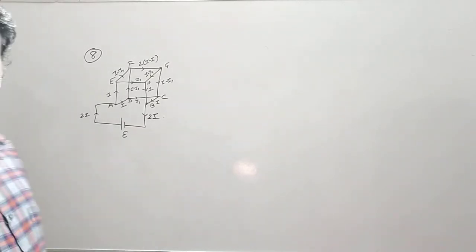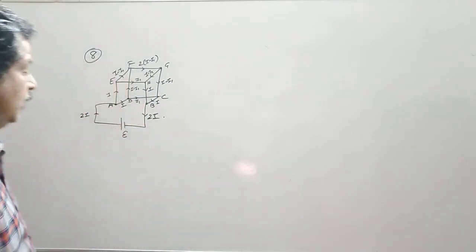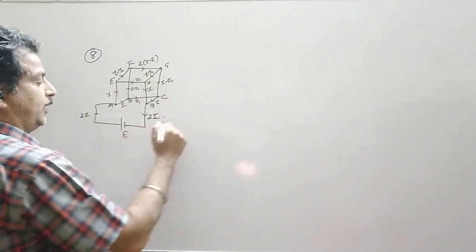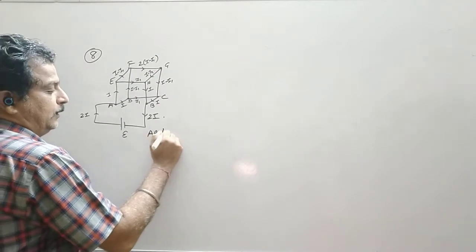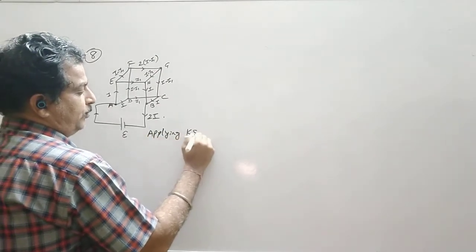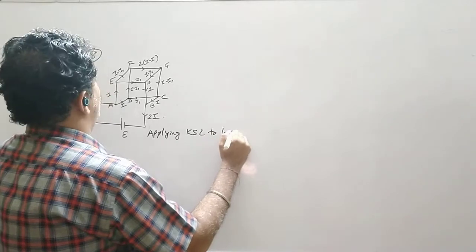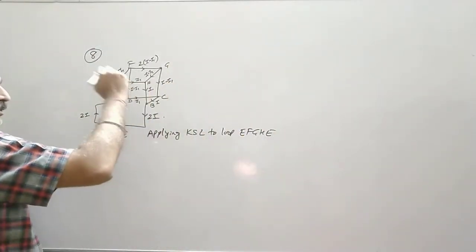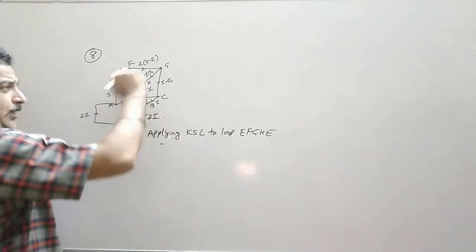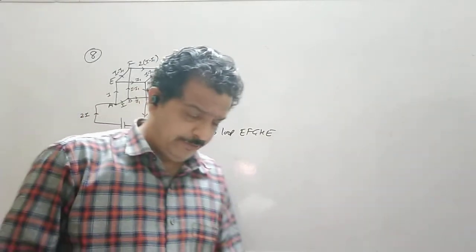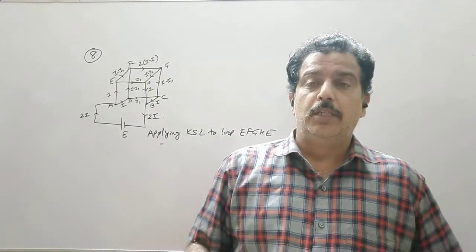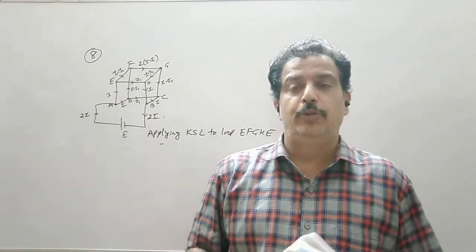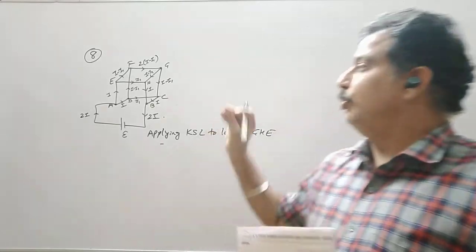So we need two loops. One loop should compulsorily contain the battery. So first we take a loop, applying Kirchhoff's second law to loop EFGHE, in the direction of current. Here the value of each resistance given is 2, but we will substitute this value in the end. So we assume the resistance of each wire is R.